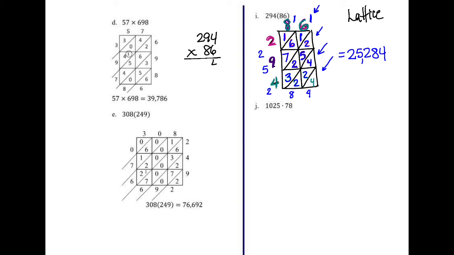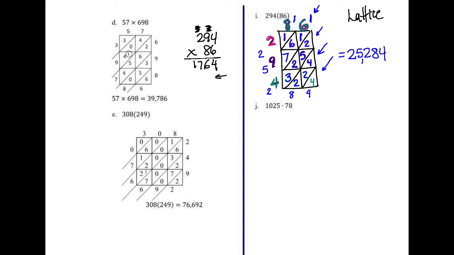And just to show you, 294 times 86 over here, we're going to do the algorithm. So 6 times 4 is 24, carry 2. 9 times 6 is 54, add 2 is 56. 6 times 2 is 12, add 5 is 17. Okay, now we're going to move on to the 8. So we're not using these numbers, we're using new numbers.